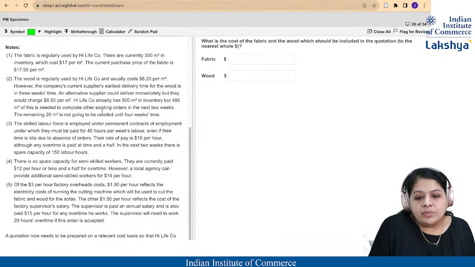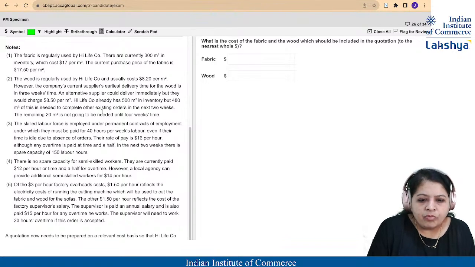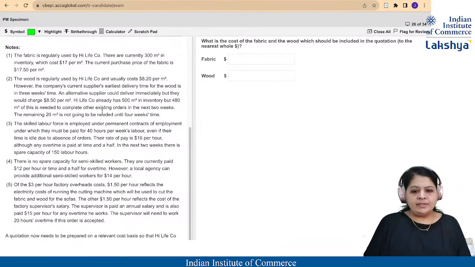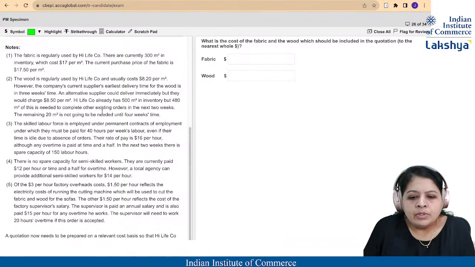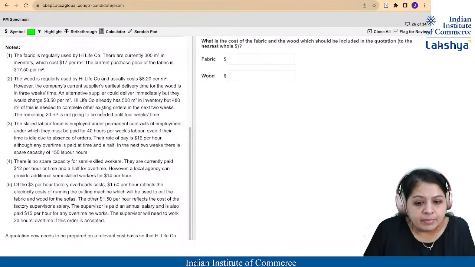Of the $3 per factory hour overheads cost, $1.50 per hour reflects the electricity cost of running the cutting machine, which will be used to cut the fabric and wood for the sofa. The other $1.50 per hour reflects the cost of the factory supervisor's salary. The supervisor is paid an annual salary and is also paid $15 per hour for any overtime he works. The supervisor will need to work 20 hours overtime if this order is accepted.